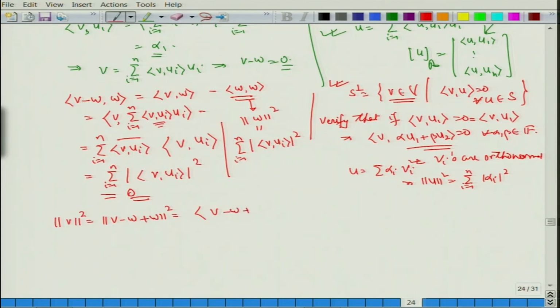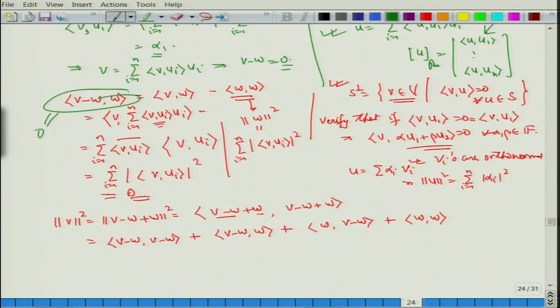Let me expand it totally. So let me be careful, otherwise you will make a mistake: plus W, which is the same as V minus W plus V minus W, W comma V minus W plus W. Alright. We just showed that this is 0. Therefore, this part is 0, and this is nothing but the norm of V minus W, so it will be equal to 0, which is 0. Alright. So these two cross product terms are 0.